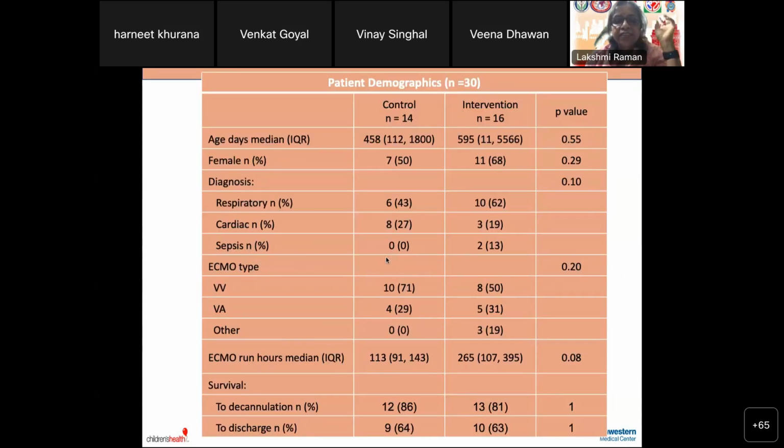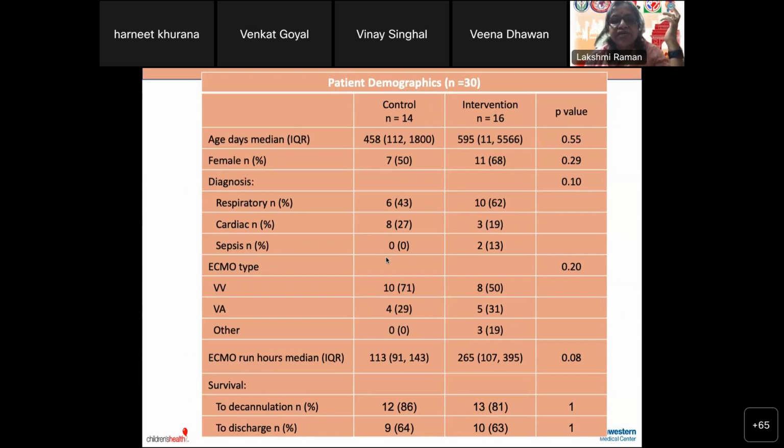This is the next couple of slides. I'm going to show a randomized study that we did in our center with a total of 30 patients. We had 14 patients in the control arm, which was heparin, and 16 patients in the intervention arm, which was bivalirudin. And we looked at various things, and I'm going to walk you through this.